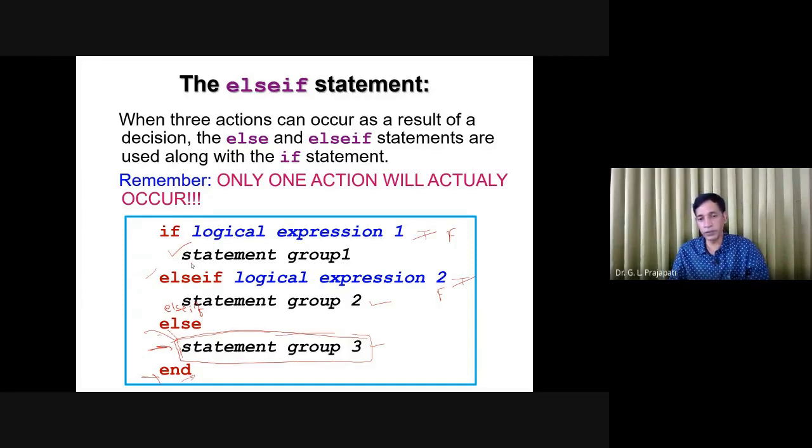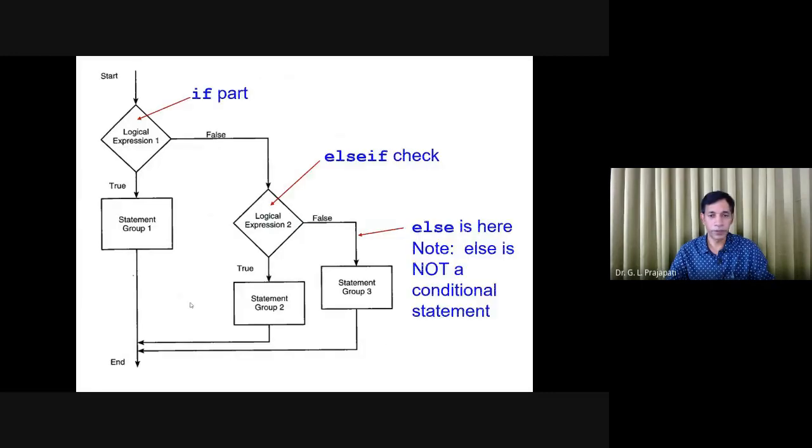So if you have multiple choices, if this is true then this, if this is true then this, and if none of these are true, then you are going to execute some particular group. This is how else if is used. This is the execution of that. So this is the if part. If the logical expression is true, you execute group 1 and end. If this is false, you check the second option, logical expression 2. If this is again false, then you execute the else part. This is the else part.